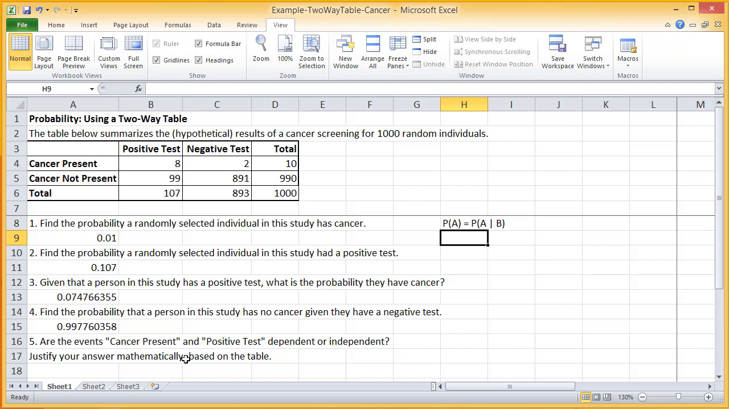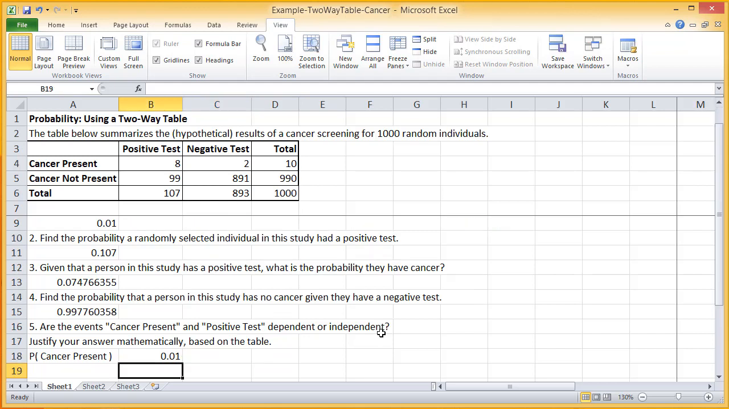So we can call event A cancer present and event B positive test. First, we need to find the probability of cancer present on its own, the probability that cancer is present. And we can do that by dividing, out of the 1,000 people who were in this study, how many of them had cancer present. So we answered this question already. It was the answer to number 1. The probability a randomly selected individual has cancer. That's 10 out of 1,000. So 0.01.